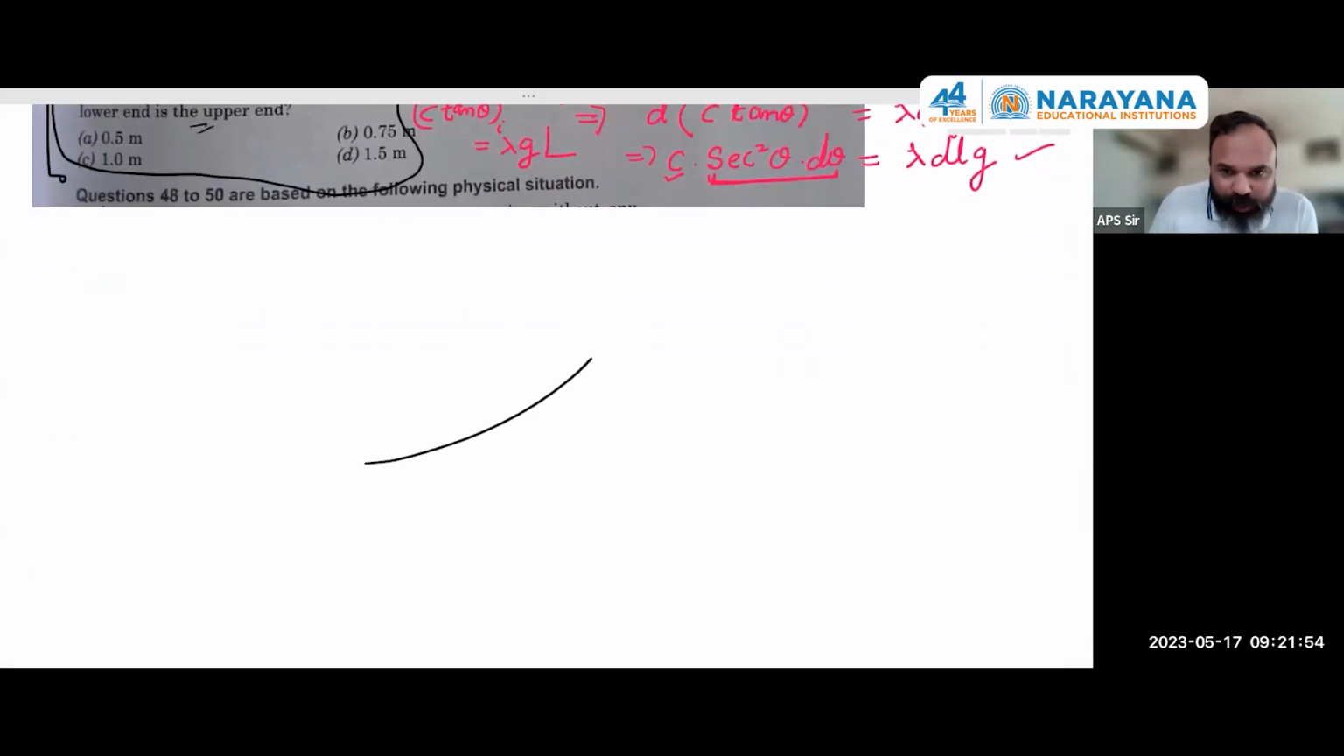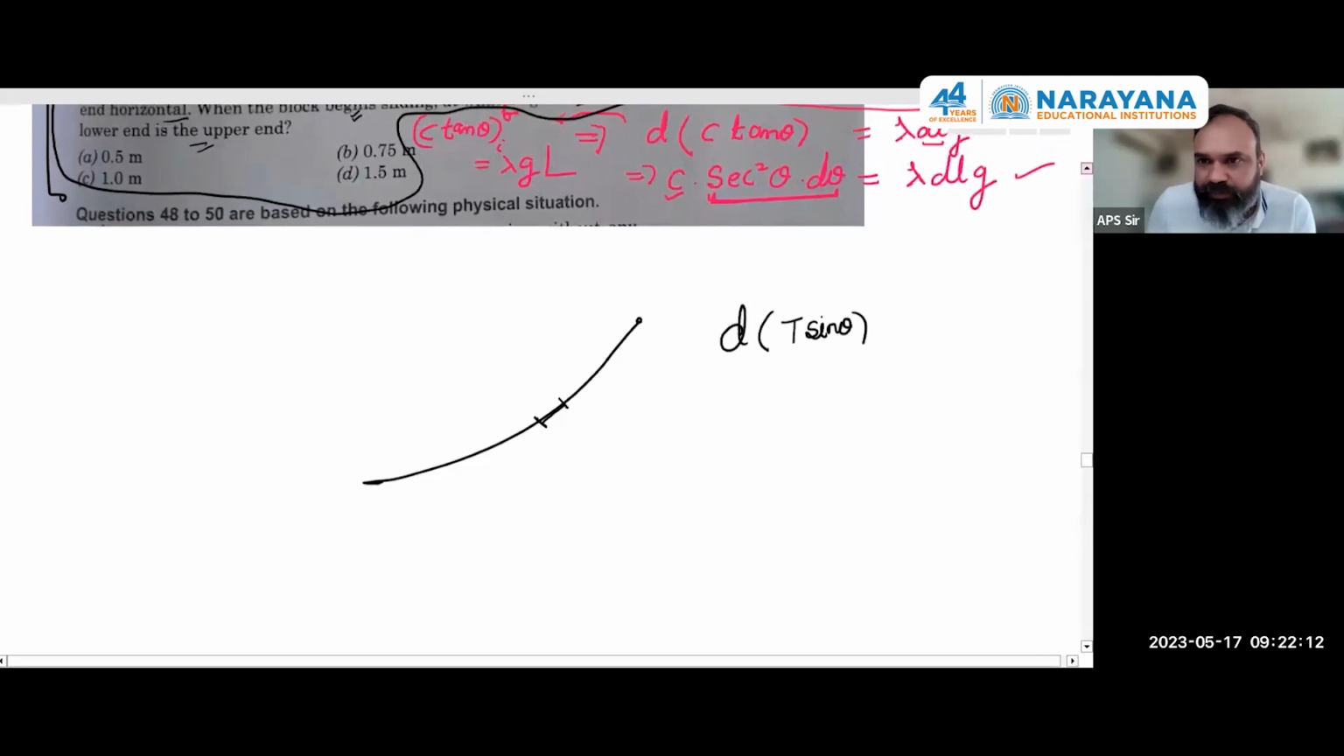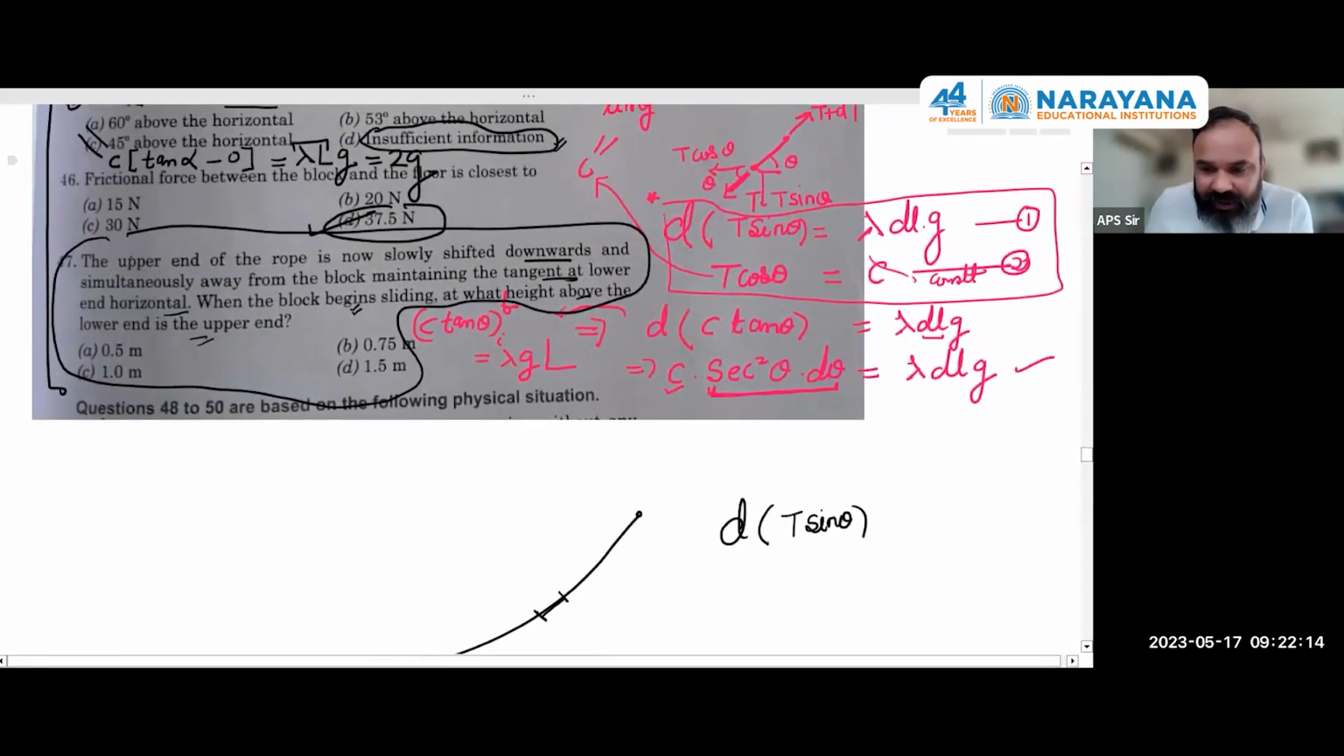Practically, while analyzing this problem, the concept is straightforward. If you analyze this at a general position, how will you solve the last part? Again, I will see the same. I will say the change in the vertical component, T sine theta. I've taken theta, so T sine theta is lambda dl g. I'll substitute properly, and secondly, I again know that T cos theta here is a constant.